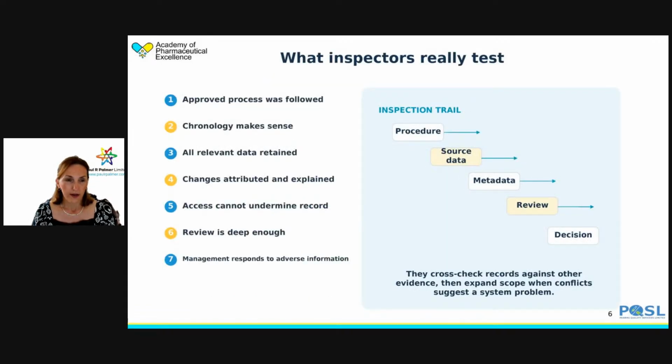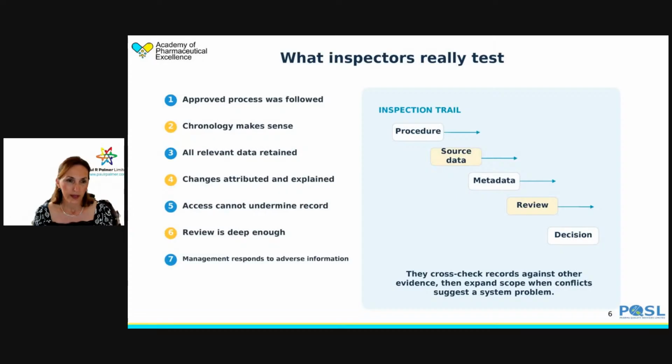So inspectors generally test around seven connected propositions. They start with the first one: was the approved process followed? They compare the SOP or the method with the work that was actually performed. Then they move on to the second one: does the chronology make sense? They may compare record times with system clocks, door access, equipment logs, or biometric records.